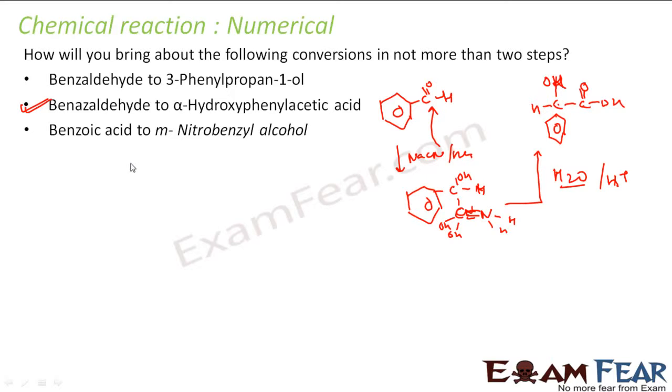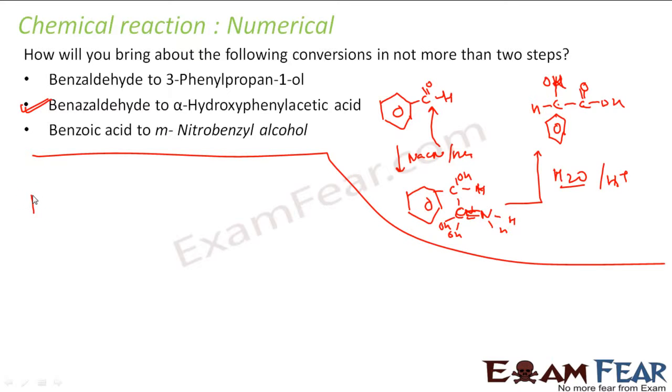The next is benzoic acid to M-nitrobenzyl alcohol. Let me try this. I have a benzoic acid, to convert this into M-nitrobenzyl alcohol. This is the benzyl alcohol, CH2OH at meta position. Ortho, meta, para. Sorry, ortho, meta, para. This is meta. Yeah, this is what I have to form.